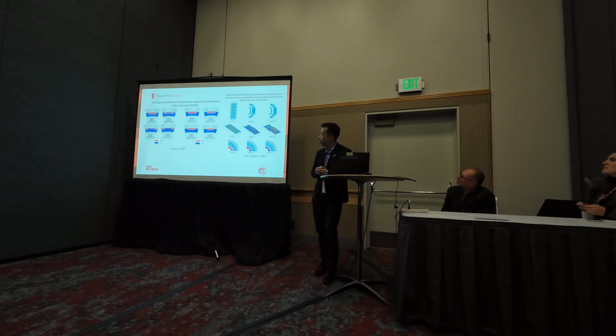The first one is the topology optimization of the permanent magnet for generators using the level set-based method. We can see the evolution of the optimization. The red part represents the permanent magnet, and the blue part is air. And this one is nonlinear shape and topology optimization of the synchronous reluctance motor, which takes multi-physics and material nonlinearity into consideration. Our ongoing work is using the level set-based method to do the topology optimization of the permanent magnet synchronous motor.